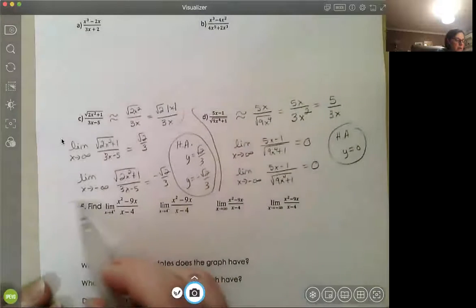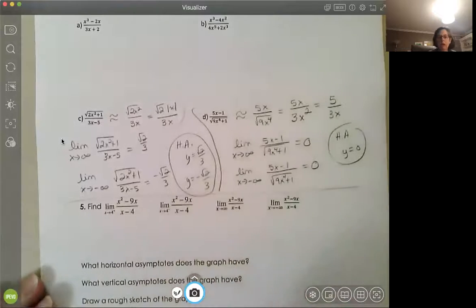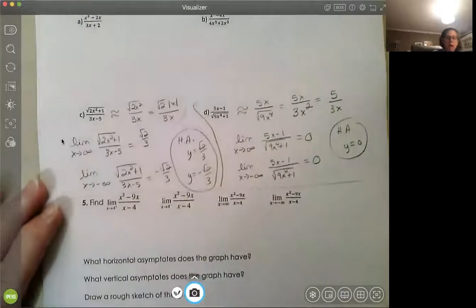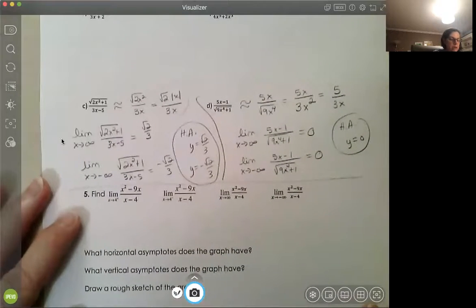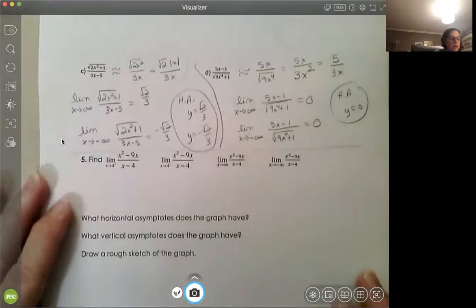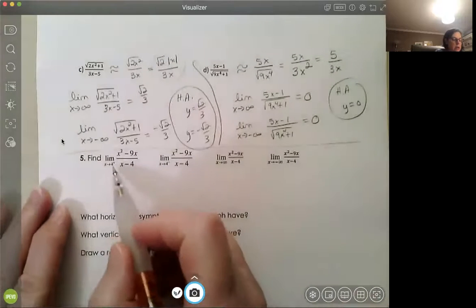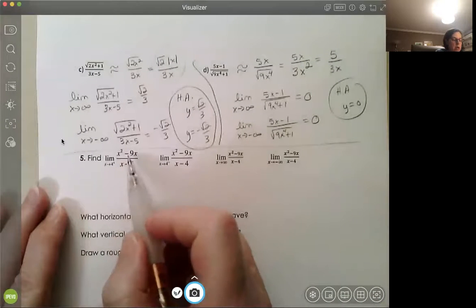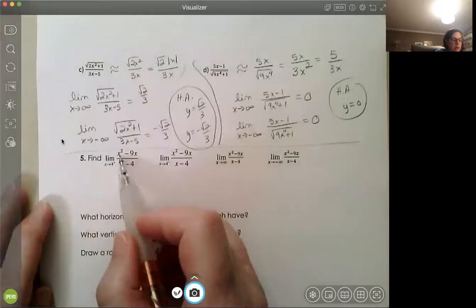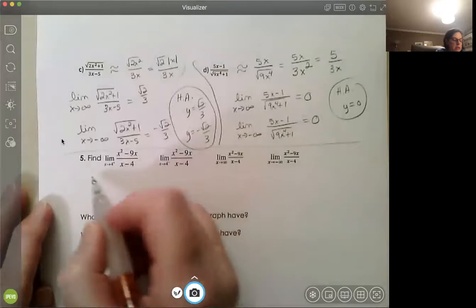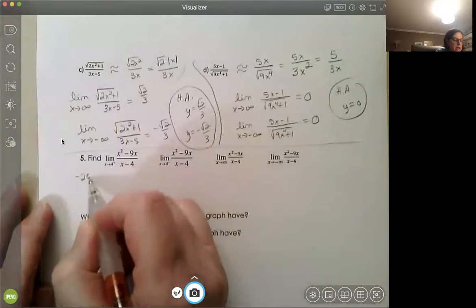All right, so let's put all this together, what we learned in the last lesson about finding vertical asymptotes and what we've learned in this lesson about finding horizontal asymptotes. The limit as x approaches 4. In the numerator, I would get 16 minus 36. That'd be a negative 20.